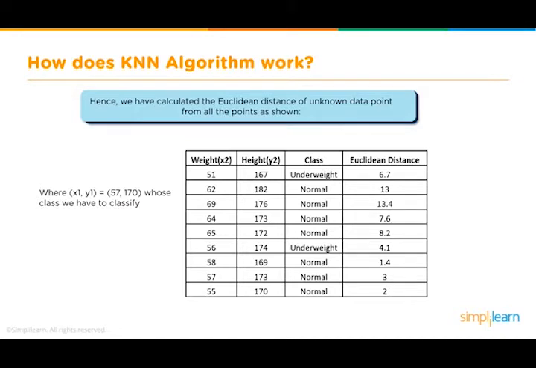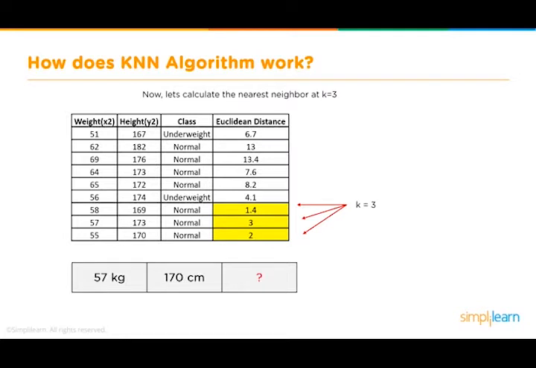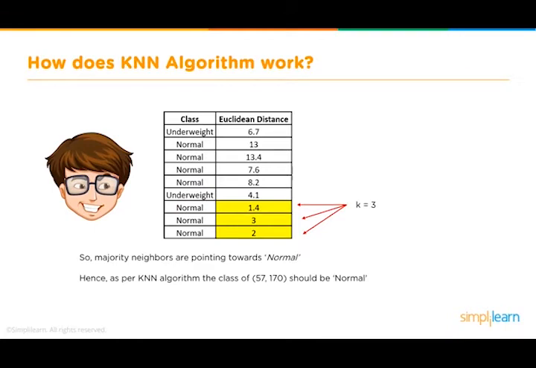Hence, we have calculated the Euclidean distance of the unknown data point from all the points as shown, where x1 and y1 equal 57 and 170, whose class we have to classify. So now we're looking at the Euclidean distances and asking who are going to be the closest neighbors. Now let's calculate the nearest neighbors at k equals 3. We can see the three closest neighbors put them at normal. That's pretty self-evident when you look at this graph. We're just voting: normal, normal, normal, 3 votes for normal. This is going to be a normal weight. So the majority of neighbors are pointing towards normal.